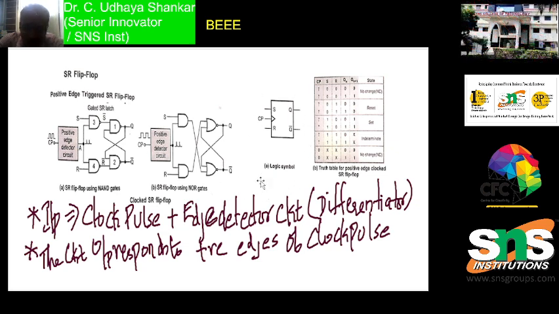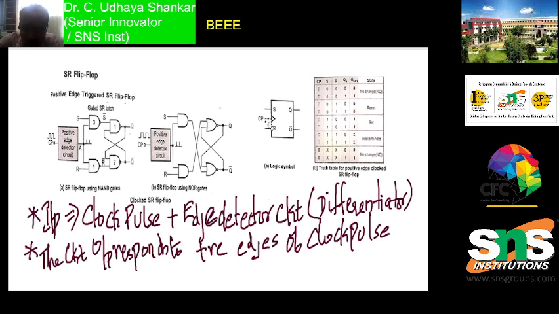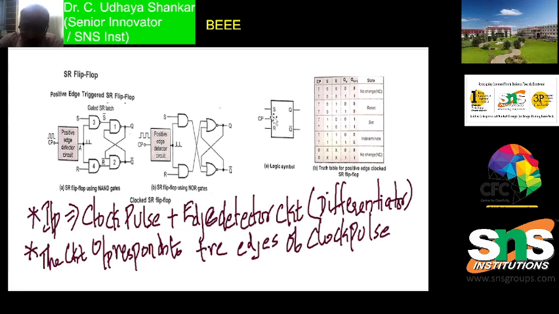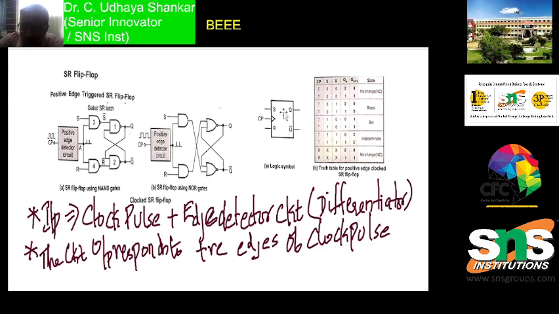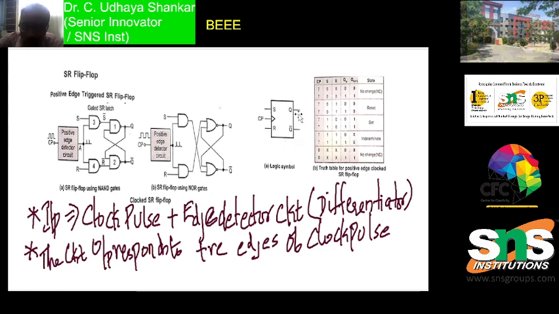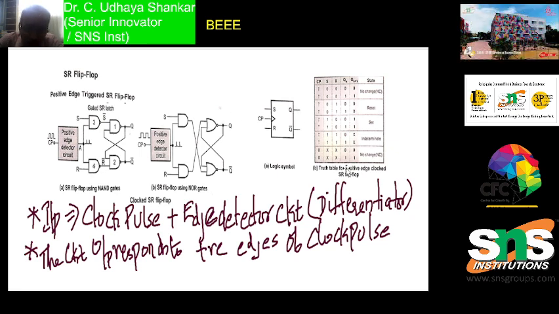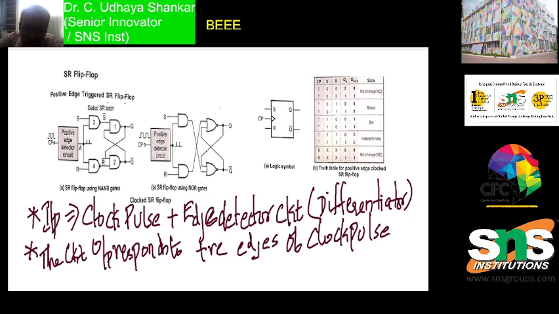So this is the logic symbol. Here the clock pulse will be given, S and R are there, and Q and Q bar are there. So it has three different inputs: one is S, the other one is R, and the clock pulse is given, and Q and Q bar are the outputs of the SR flip-flop. You know that flip-flops are used as memory elements, so they have large applications.